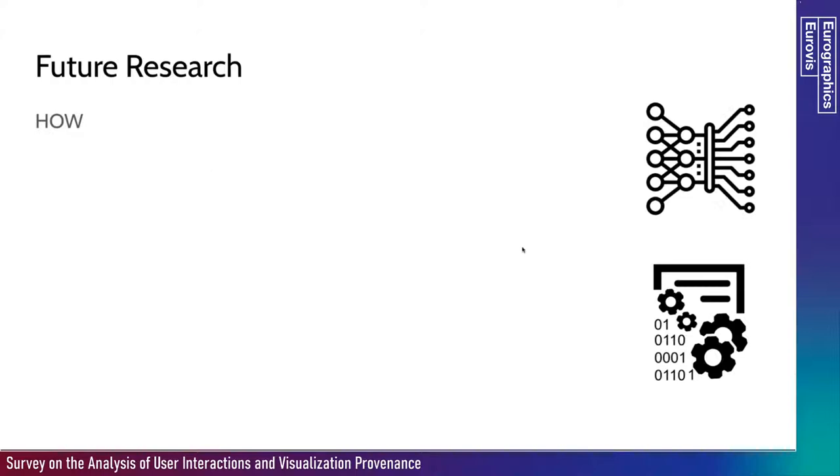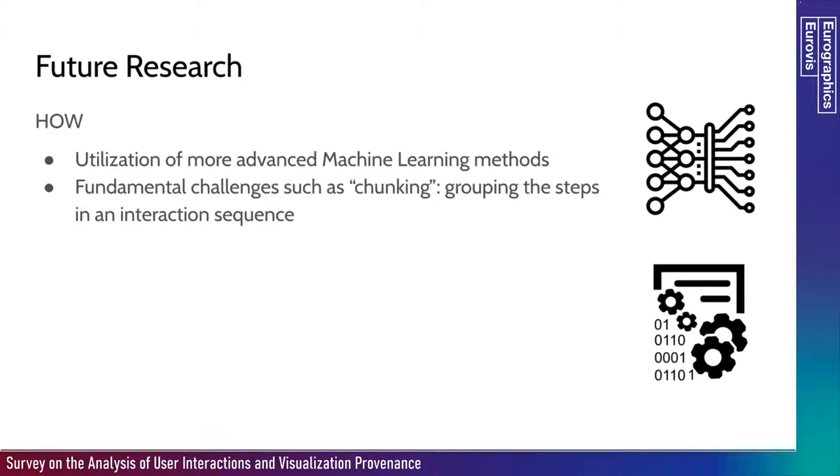In terms of provenance analysis, many of the existing works still rely on relatively simple techniques such as k-means clustering, and new techniques from fields like machine learning are likely to further improve performance. There are still many fundamental problems that await better solutions. One such example is provenance chunking, which groups the steps in an interaction sequence based on the analysis actions that they belong to. Chunking is closely related to the multi-layer issue discussed in the what section and helps connect provenance across layers.